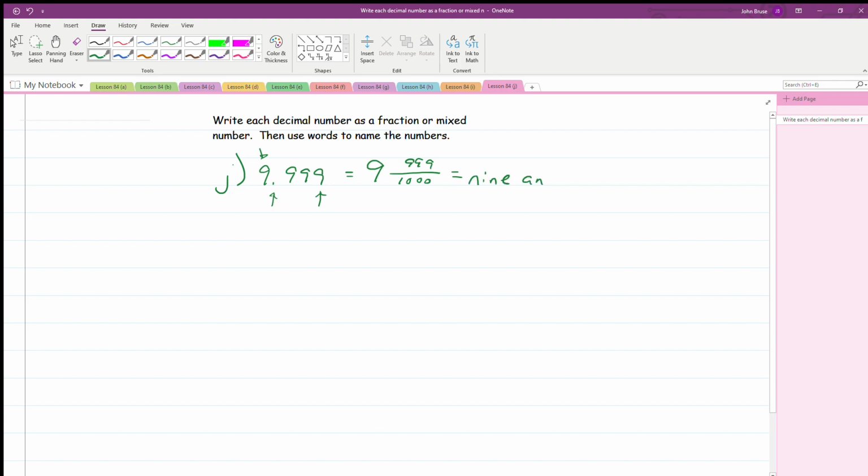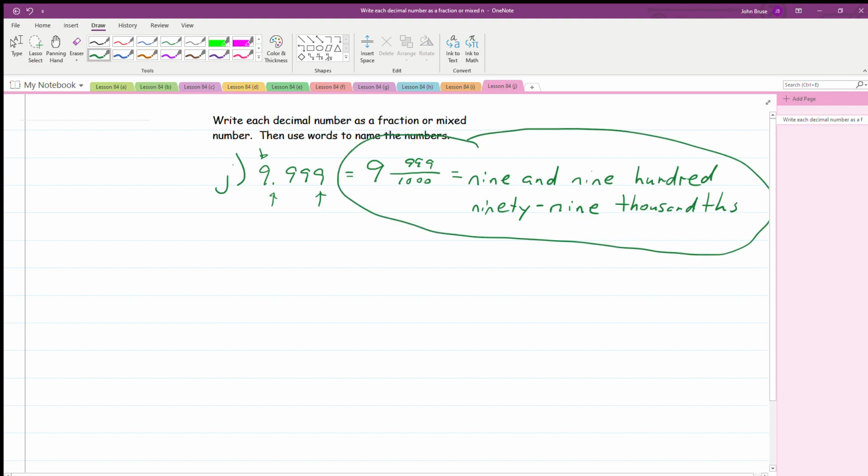And for the decimal, 900. I'll go to the next line. 90. 99 has a dash. 99 thousandths. Thousandths are fun. All right. There we go. We're going to circle our answer, and that's it.